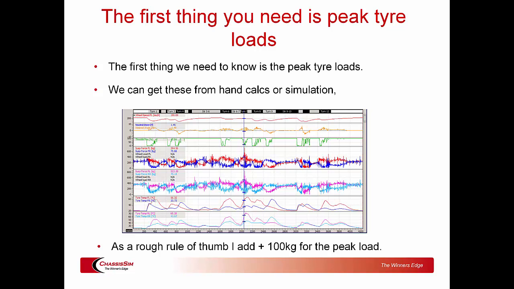But here's the key point. As a rough rule of thumb, you take about 100 to 200 kilos on top of that peak tire load. For an F3 car, you go about 100 kilos. For a Formula SAE car, you probably go about 30 to 50 because they're much lower weights. Something like a GP2 car, a V8 Supercar, and an LMP2 or LMP1 car, you'd go about 100 to 200 kilos. What that does is give you that first stab of what the car is going to do.